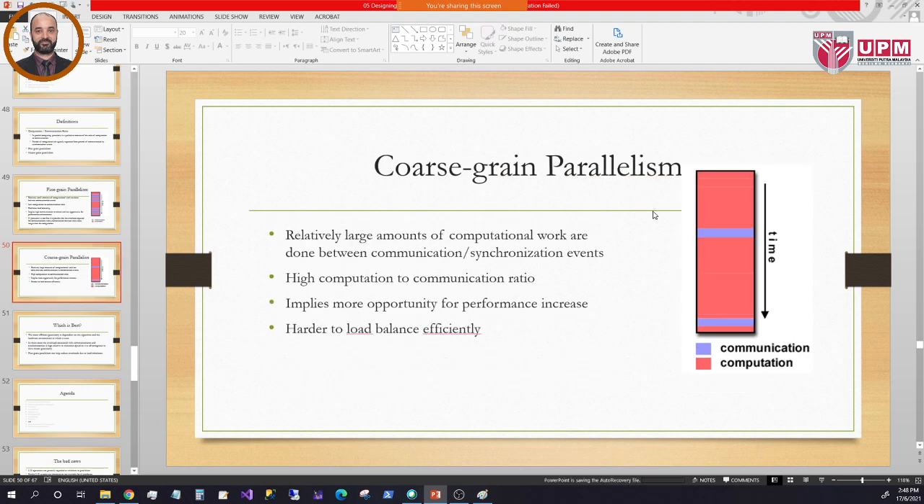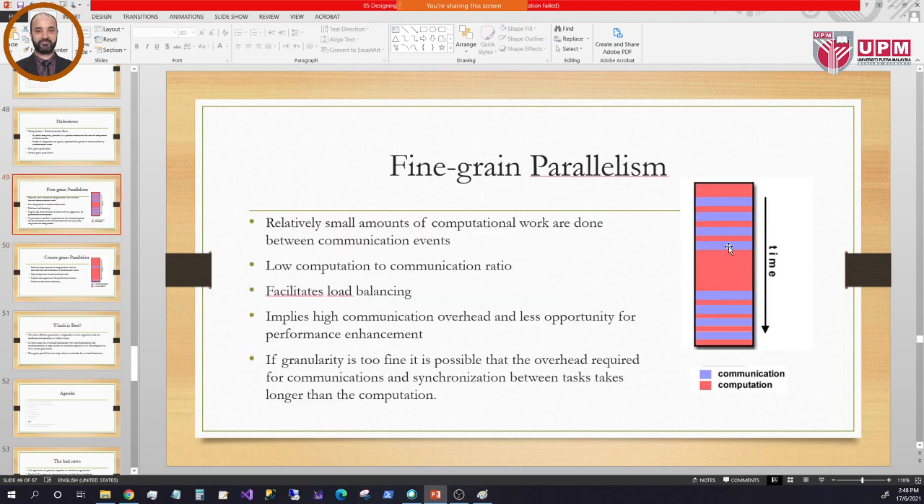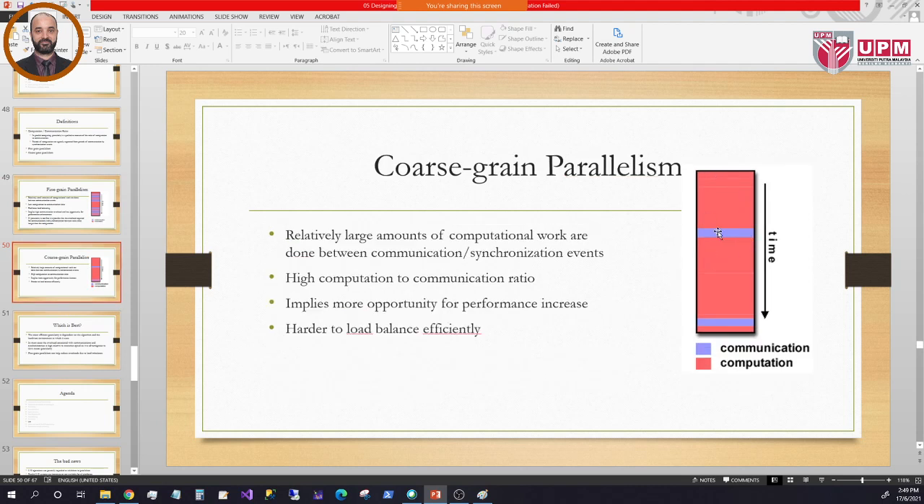Okay. Let us come to the coarse grain. So the coarse grain here, as you can see, the red areas are tasks and the blue areas are communication. So compared to the previous one, here the tasks are very high and communication is very low. Why is the communication very low? Because the granularity is coarse here. Relatively large amounts of computational work are done between communication synchronization events. So here, as you can see, the computation is very high compared to the communication.